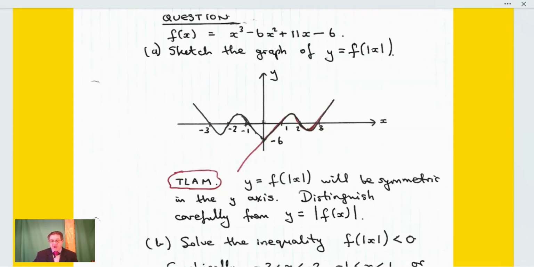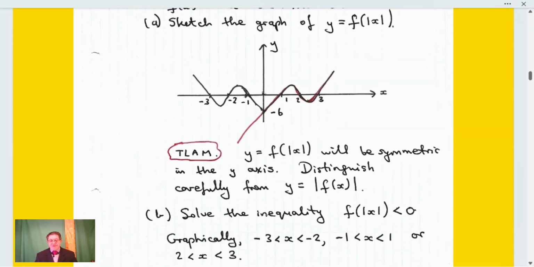What happens in this case is when x is positive, that is to the right of the y-axis, the graph stays exactly as it was before. But to the left of the y-axis, it is a reflection, a mirror image of the graph on the right. So we get this graph with 6 intercepts on the x-axis and cutting the y-axis at a point at -6.